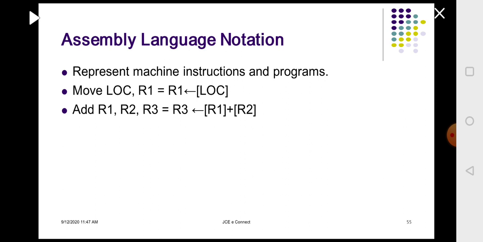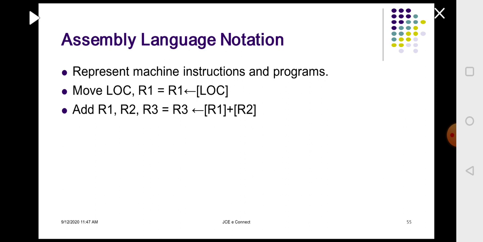We are using English-like words called mnemonics. There is one more example similar to it. We write addition as ADD. It specifies that this instruction is doing addition. ADD is called a mnemonic. R1, R2, R3 are called registers. What will happen after this instruction? The addition of R1 plus R2, and the result will be stored in R3. So here the mnemonic is ADD, the destination is R3, and the source registers are R1 and R2.